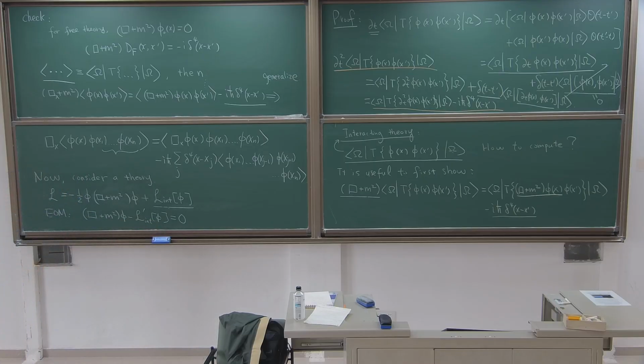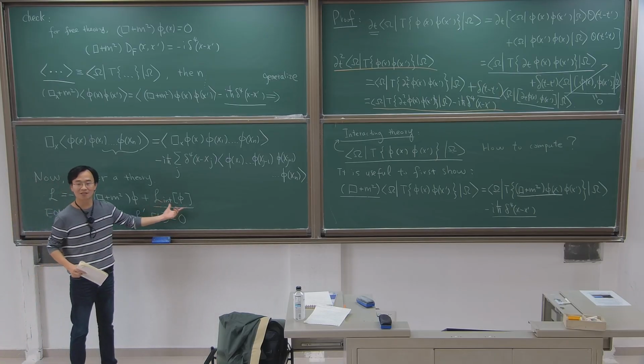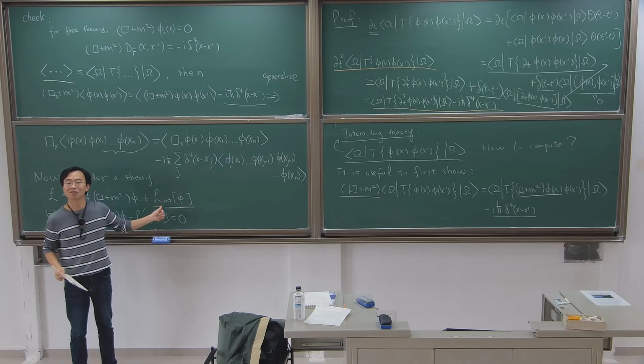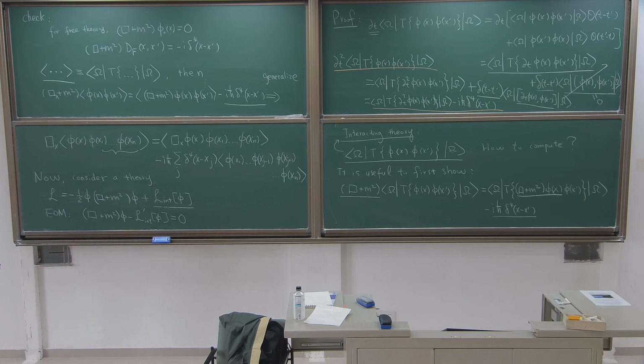For the equation of motion, there are two terms. One term is the derivative with respect to partial phi. The other term is the derivative with respect to phi. But the point is, this interacting term we only consider as a function of phi itself, not its derivative. So it only contributes in this way into the equation of motion. This is the new equation of motion.